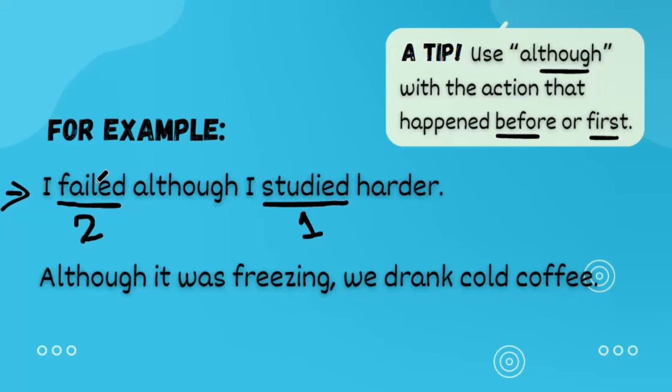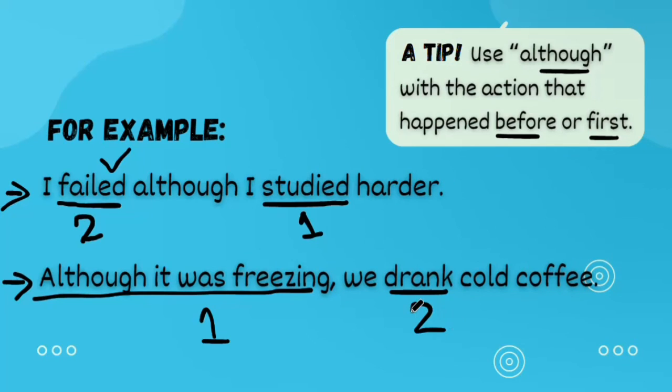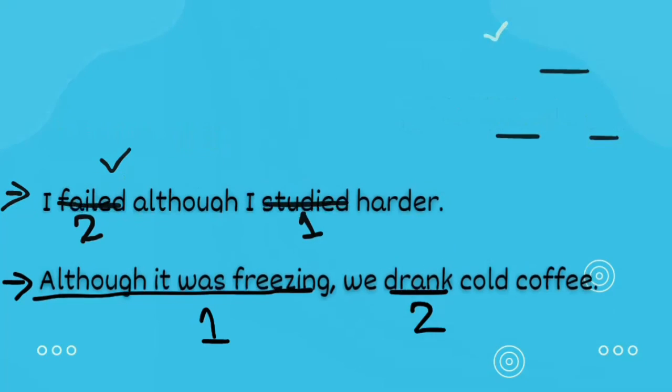I failed, it is a recent action, although I studied harder. It's the past. This is also past, but this is the recent past and this is the old past. First I studied harder, then I failed. Okay, in this example as well, although it was freezing, right? This is the first thing that is happening. Although it was freezing, we drank cold coffee. This is the first action, this is the second action. So in your mind, whenever you are making sentences or you are teaching kids to make sentences, tell them to think wisely about what happened before, and it will help them a lot too.